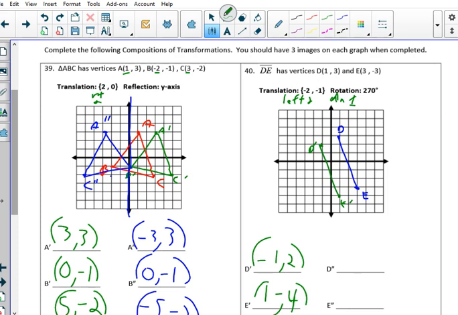Now a rotation of 270 degrees. Remember when we rotate 270 degrees, okay, the x and the y switch, but x becomes negative. So the negative 1 is going to move here and become positive, and 2 just goes right there. And the 1 is going to become negative 1, and negative 4 just moves and stays the same.